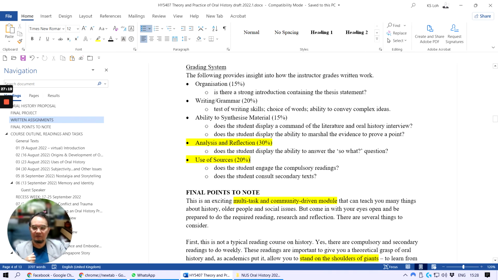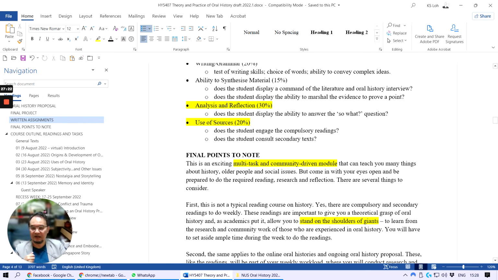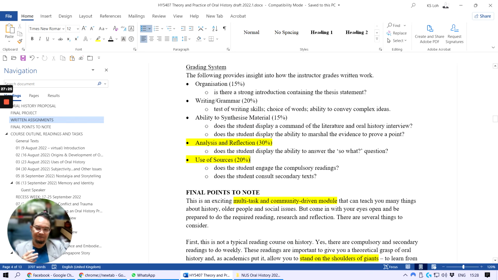Okay, what do I look for in the grading system now? There are these numbers here, okay? But for me, I would say I try to follow these numbers, but the most important thing for me is that I can see that you are learning about oral history, that you have understood and you have tried to apply those ideas to your own research and to your own proposal and final project. Alright, so that is the main thing I want to say.